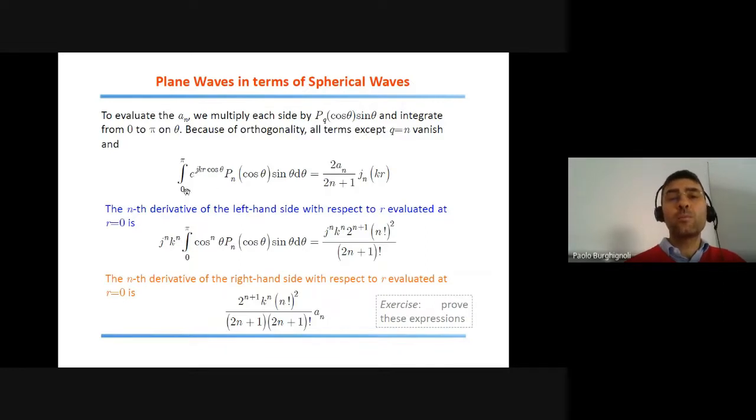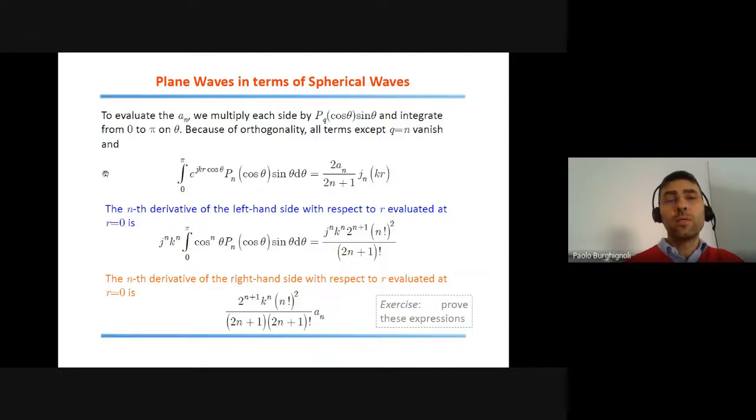And for this term, we would find that what remains at the right-hand side is proportional to Jn with argument kr, with the coefficient twice a sub n divided by 2n plus 1. Now, to find the coefficients a sub n, we could proceed in this way.